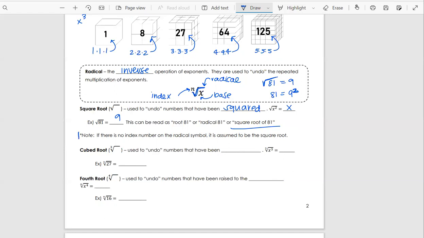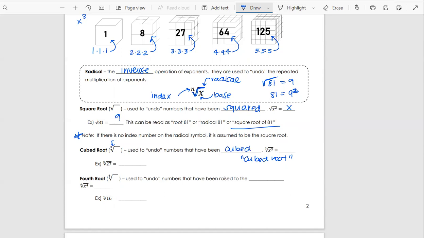And then this is really important. Notice there is no index. We always assume if there is no index that we're doing a square root. Next, we can say cube root. So now you can see the index is 3. That's why I'm reading it as cube root. It's used to undo numbers that have been cubed.